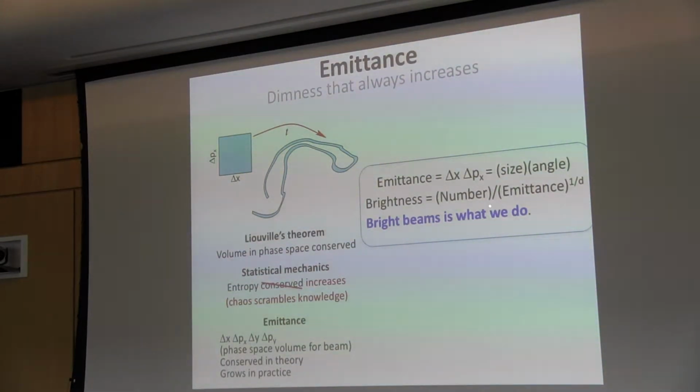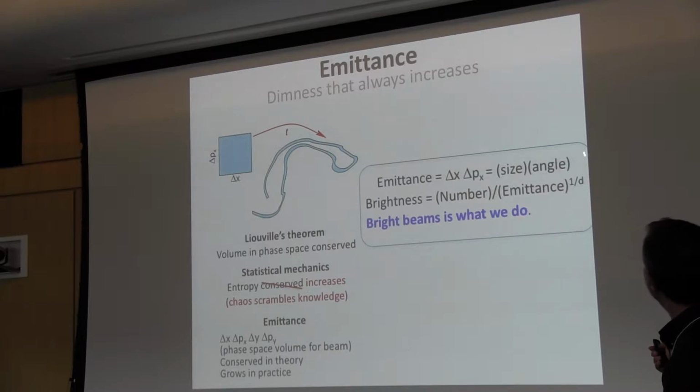So the practical emittance is not this complicated volume in phase space. It's the volume when you surround this by some kind of ellipsoid. And so it's sort of a delta x, delta p, but with y and z. And then the brightness is given by something like the number of particles divided by the degree to which you know where they are in phase space.